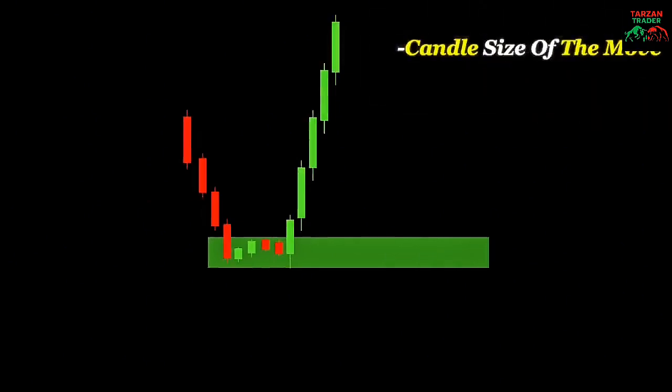The first factor is the candle size of the move. Big institutions leave footprints, and one of the most obvious signs is the size of the candles. If the candles are large and consistent in color, it's a strong signal that smart money is behind the move. On the other hand, if the candles are small, mixed, and full of wicks, the move likely lacks institutional power, so it's best to skip it.